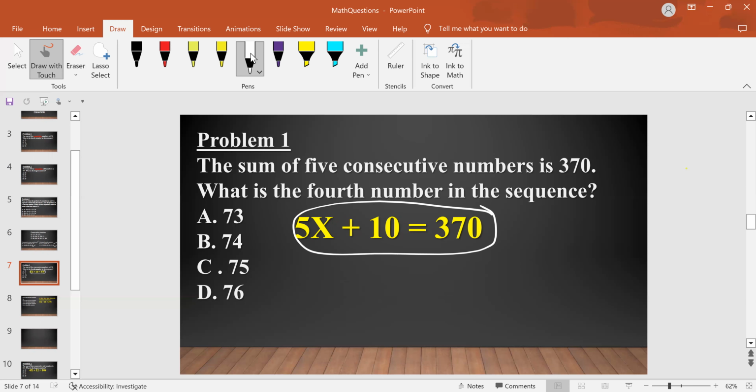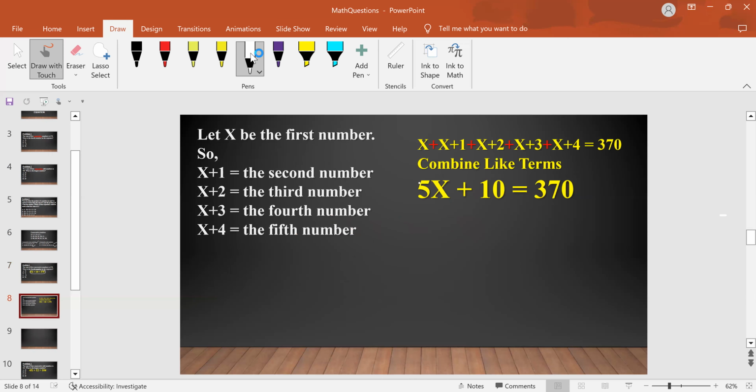What you have to understand is that we're going to use a variable to solve the problem. So we will call x the first number. Therefore, the second number will be what? x plus 1. Understand that these are consecutive numbers. So if you know the first number, you add 1 to that first number, you get the second number. You add another 1 to the second number, you get the third number. That's why we have all this information. So x plus 1, x plus 2, x plus 3, x plus 4.